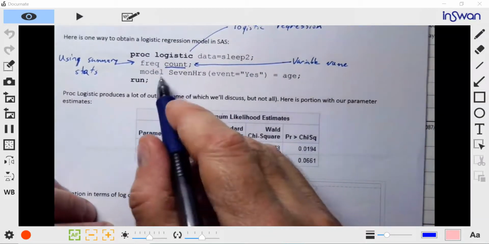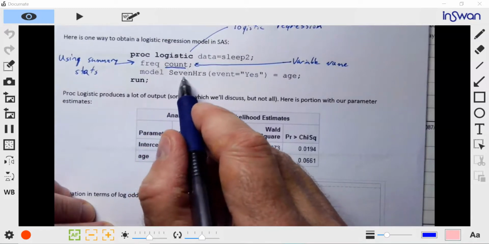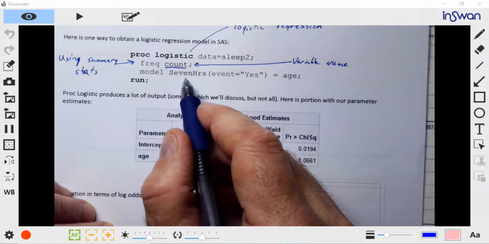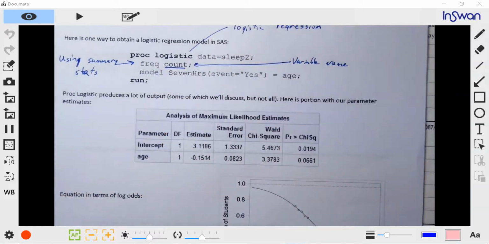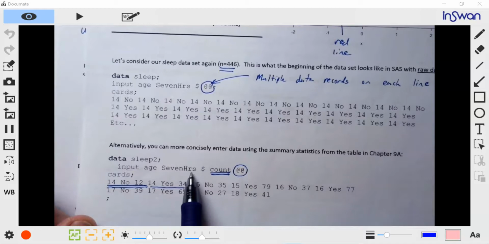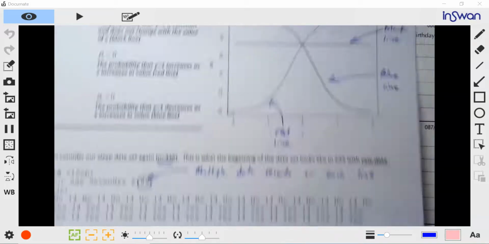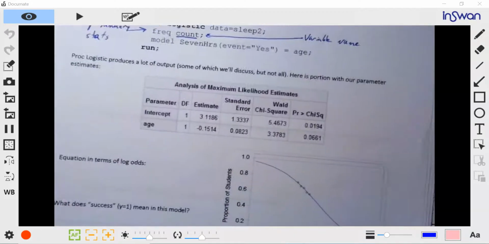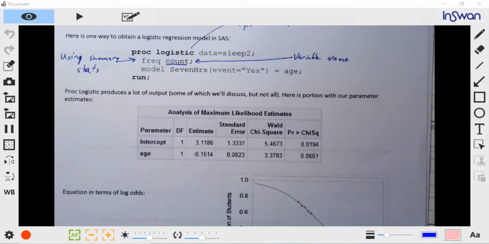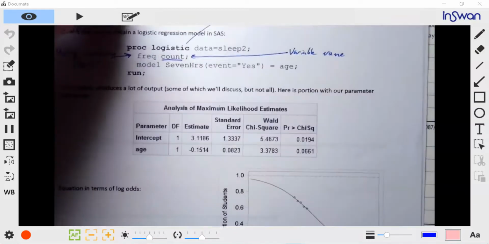We're going to model our response variable, which now is 7 hours. This is a little different than we saw in linear regression. Our variable now takes on the values either no or yes. It's a text variable. It doesn't have to be a text variable for logistic regression, but it can be. It can also be a 0-1 variable, or it can take on any numbers, actually.